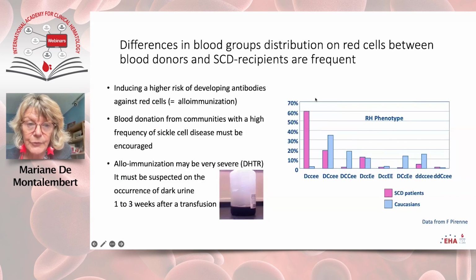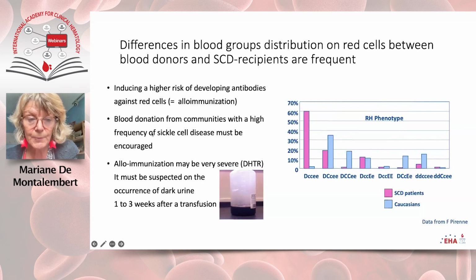There are differences in blood group distribution on red cells between blood donors, here in blue in this scheme, which was kindly provided by France Pirenne from Henri Mondor, and in pink, these are the patients. You can see that the distribution of Rh phenotype is extremely different. Hence, patients with sickle cell disease have a higher risk of developing antibodies against red cells.